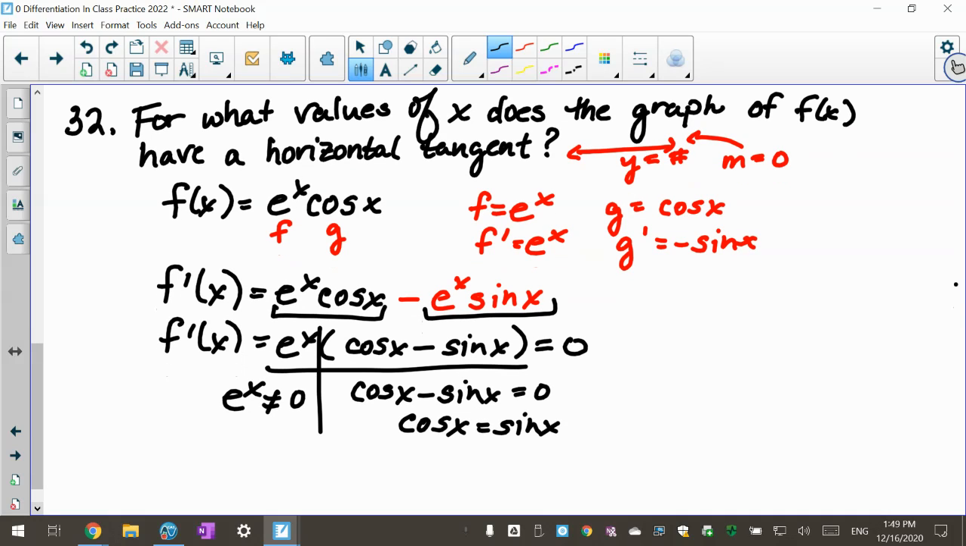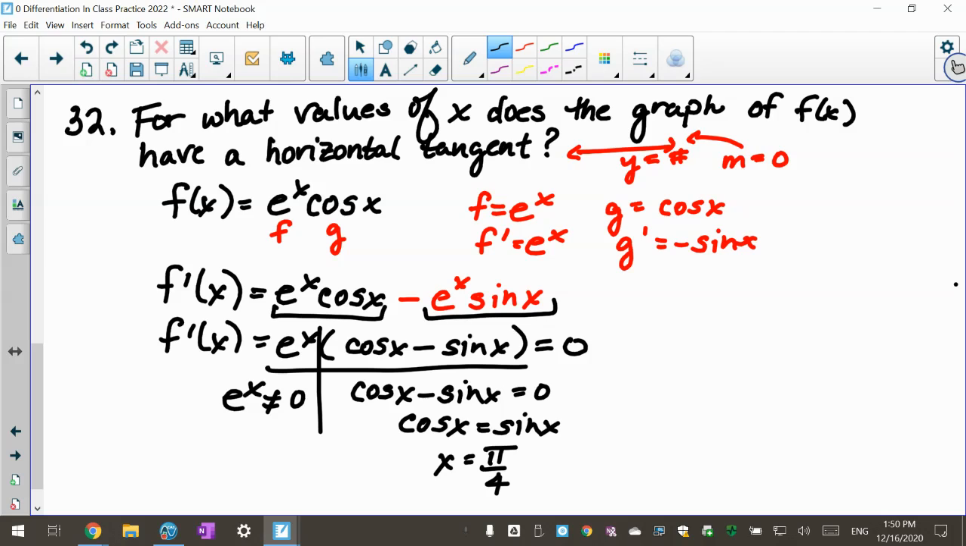But if you remember your table, isn't when x is pi over 4 or 45 degrees that your cosine and sine have a value of radical 2 over 2? So I know that if I plug a pi over 4 here, a pi over 4 here, they're going to match and that they're equal to each other.